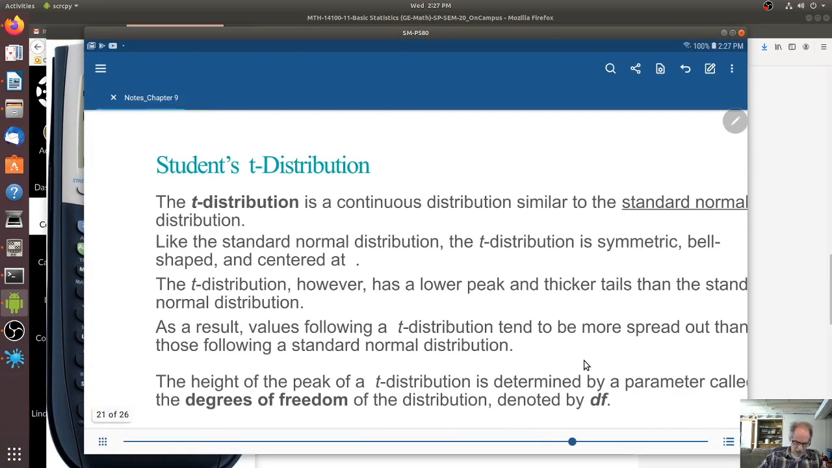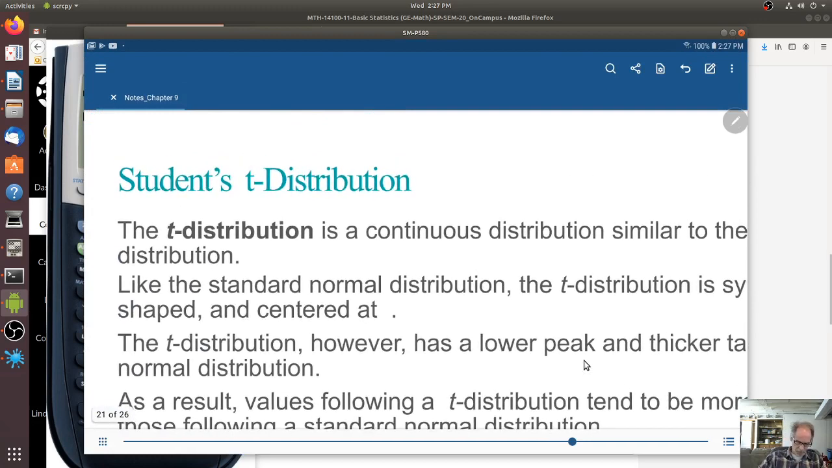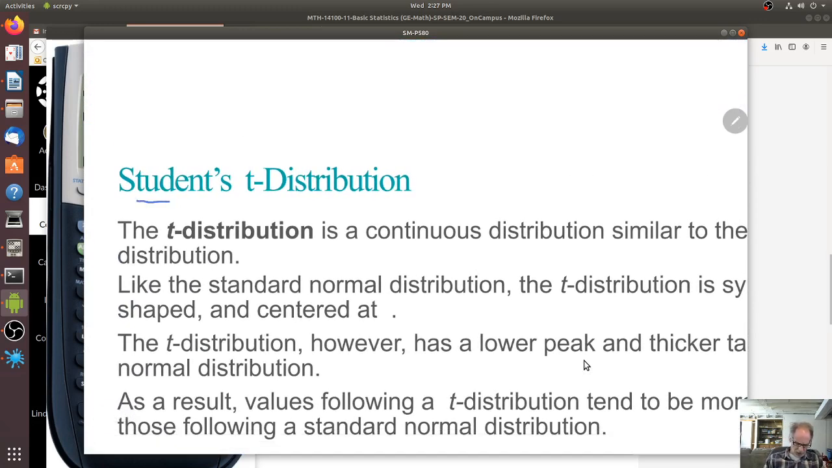All right. Let's see what the student's t distribution is. This is going to be the second situation where we don't know the standard deviation of the population, which is going to be a much more common situation. When I first learned about student's t distribution, I thought, oh, this must be based on something to do with students, because I was a student at the time.